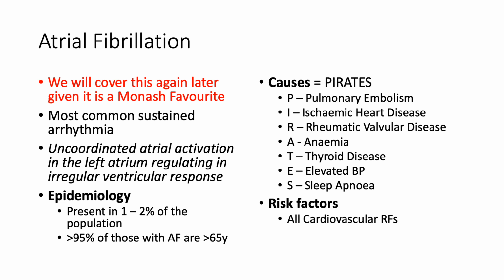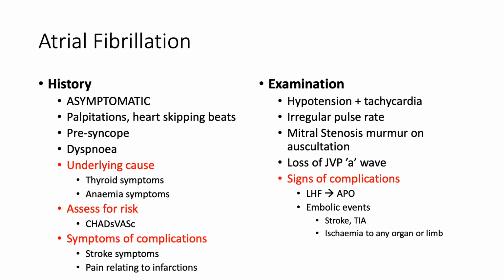But pulmonary embolism is a good one to remember as well. And high blood pressure in the long term causes remodeling, and that's how it leads to atrial fibrillation. And every cardiovascular risk factor is a risk factor for atrial fibrillation. So on history, patients can be asymptomatic.